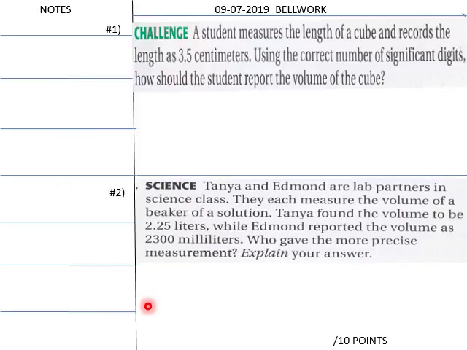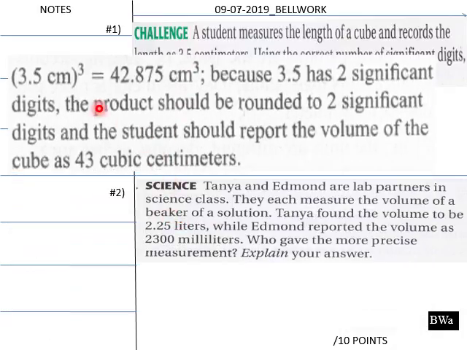Okay, welcome back everybody. Your solutions now for your bell work, which I provide courtesy of Rough Math. Here it is here, 3.5 centimeter cubed would be 42.875 centimeters cubed, because 3.5 has 2 significant digits. The product should be rounded to 2 significant digits. And the students should report the volume of the cube as 43 cubic centimeters here, rounding up.